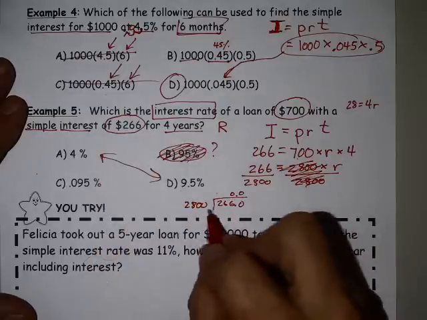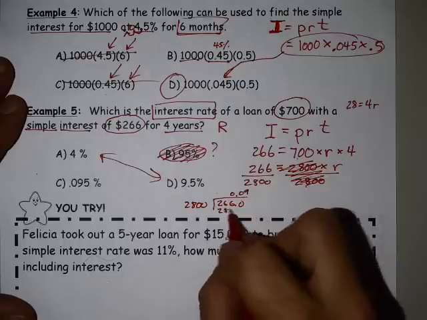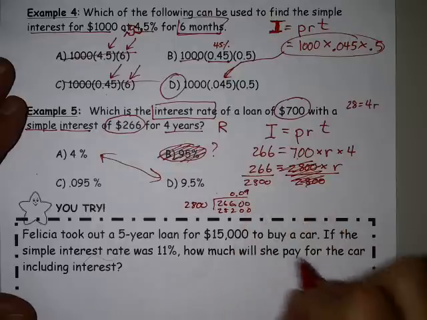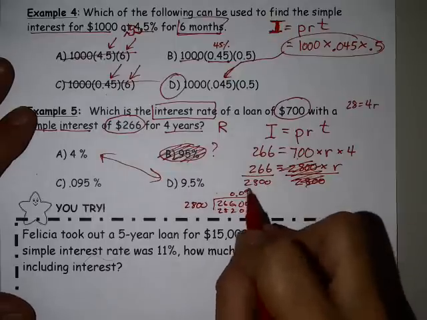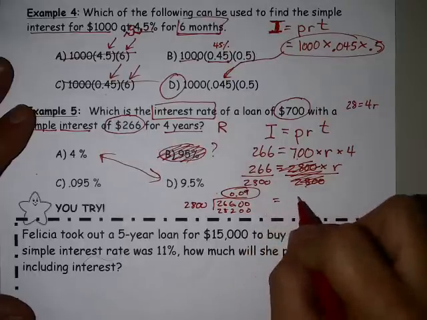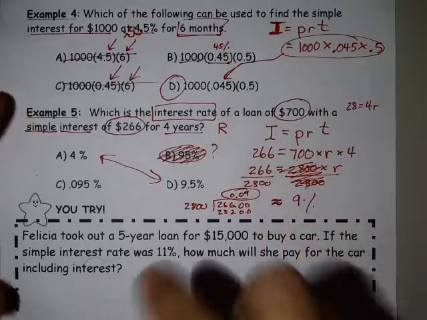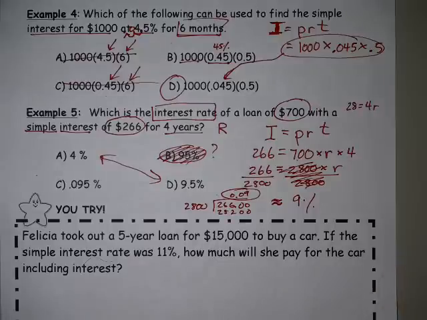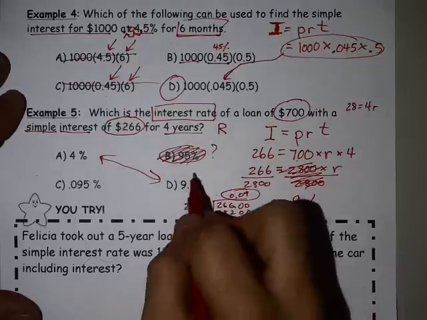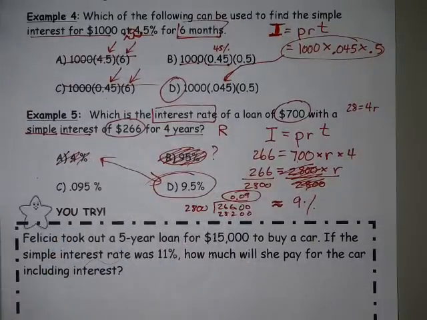When I do the math, I find out 2,800 times 9 is 25,200, which I know it's got to be 0.09, which as a percent is about 9%. I'm sorry, changing the decimal to a percent is about 9%. Okay, so I'm assuming that's going to be my answer, and it will be.